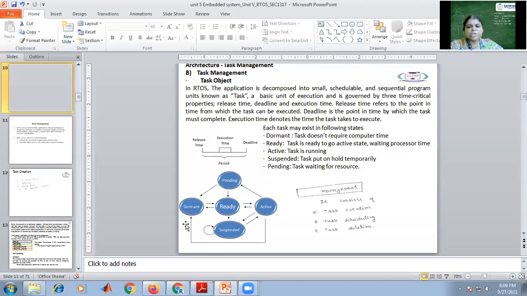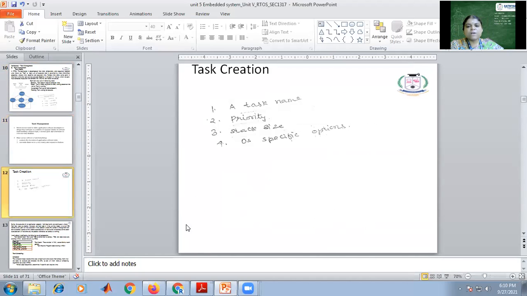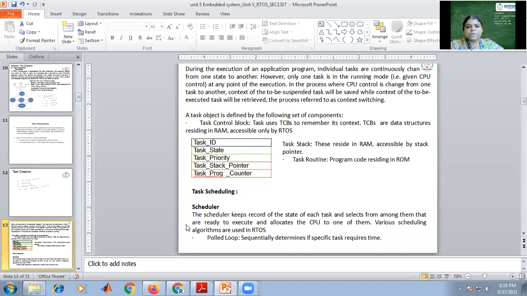So when I talk about task management, it includes first the meaning of task, creation of task object, then the different types and the different states in the task, as well as the task control block, and then task scheduling, which involves the scheduler and the dispatcher. The scheduler is the one who gives the schedule of which task is to be performed first or later. The dispatcher is the one who implements it.